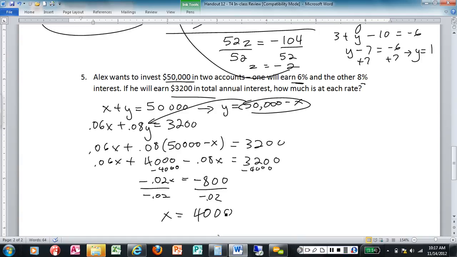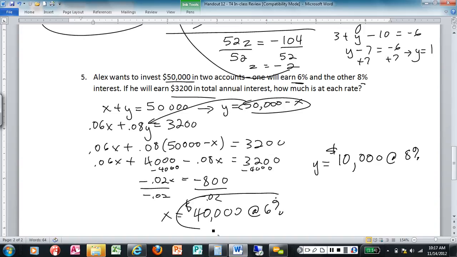I think so. So if x is 40,000, sorry. Let me check it, just to be sure. It's 40. Okay. Thank you. So if x is 40, the y is 50,000 minus that, so it'd be 10,000. So the 40,000 is at 6%. The 10,000 is the 8%. Is that okay?